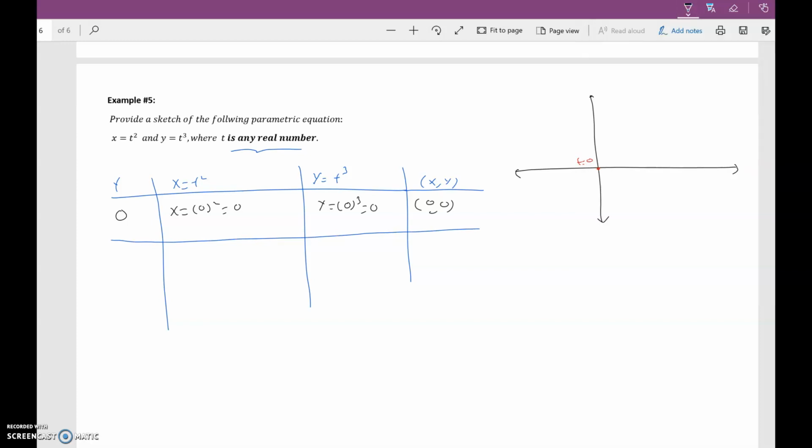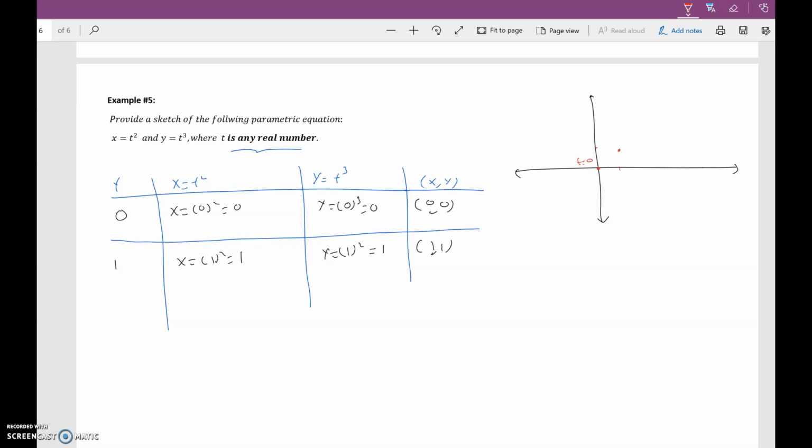So plugging in 1, you're going to get x is equal to 1 squared, which is 1, and y is equal to 1 to the third, which is 1, or 1 comma 1. So it just tells us the direction that this one's going. It's going to be here.